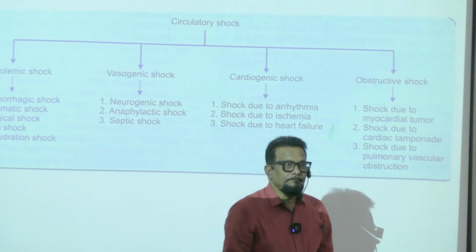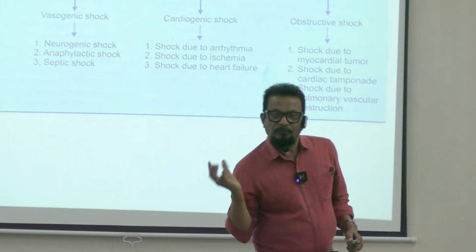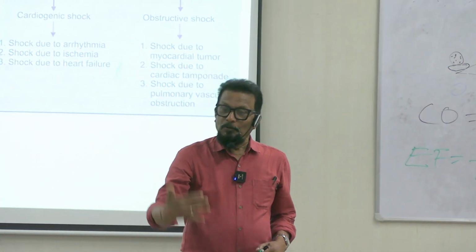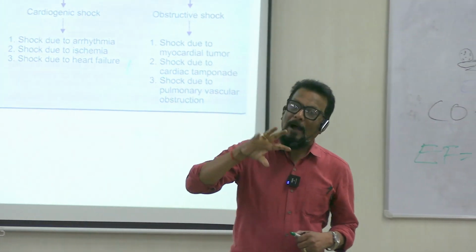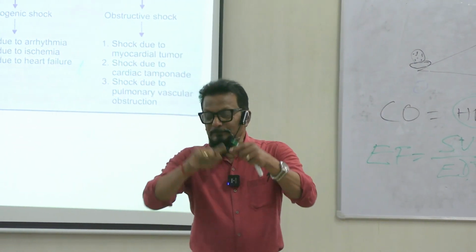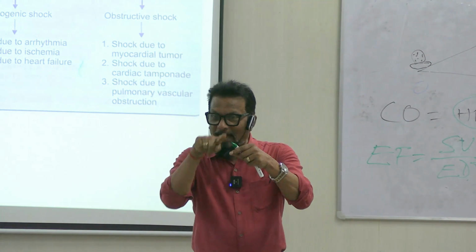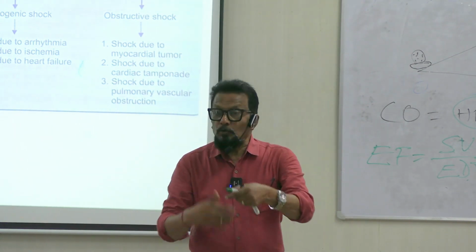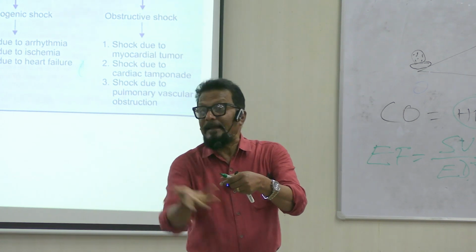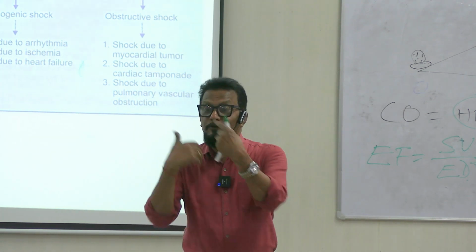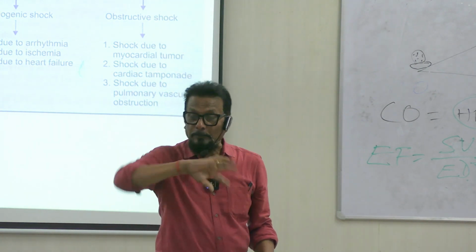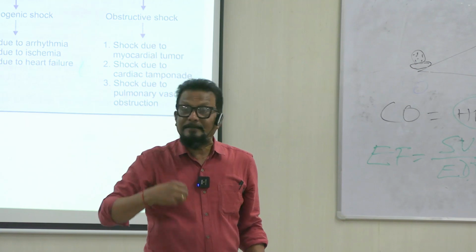Obstructive shock: obstruction to blood flow to the tissues. One obstruction may be in the myocardium because of a tumor. If the tumor is at the outflow, at the root of the aorta, then what will happen? The blood cannot enter into the aorta, so there will be reduced blood flow and reduced cardiac output. So according to the requirement of the body, the heart cannot supply it.